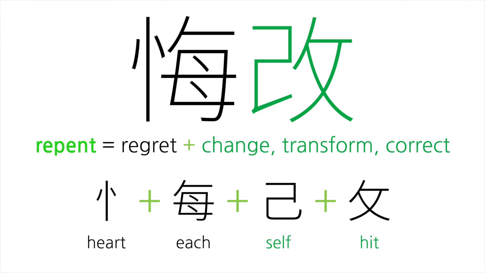One thing I would say is that the script is not all that difficult to learn, because the different elements that you see in different words are often recycled among the thousands of different Chinese words. You'll see the same elements over and over, so you get used to seeing them. For example, the radical for heart, you see that in many different words. The portion each, you see that in many different words. Self, you see that in many different words. Hit, you see that in many different words. So the fact that the script is recycled makes it easy to recognize, and eventually you get used to it.